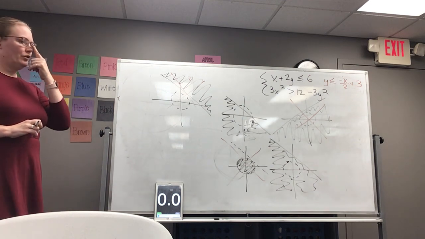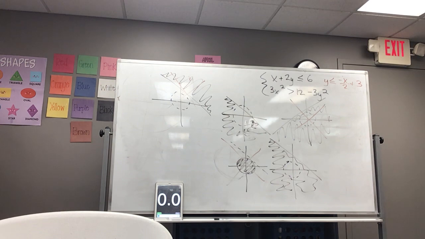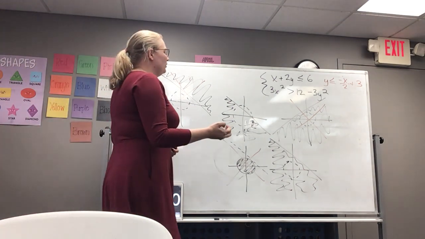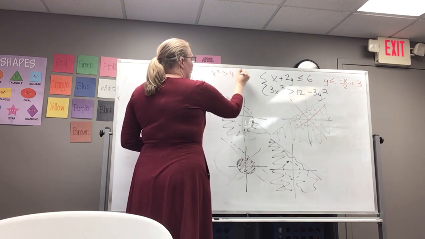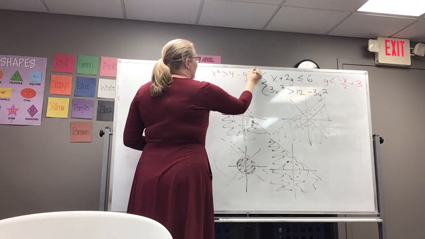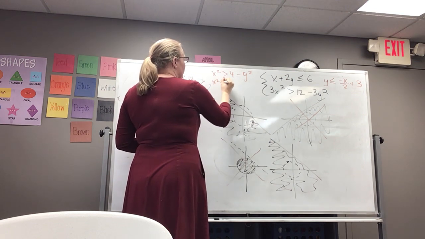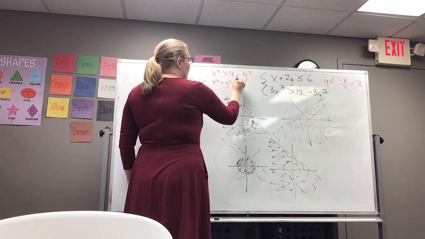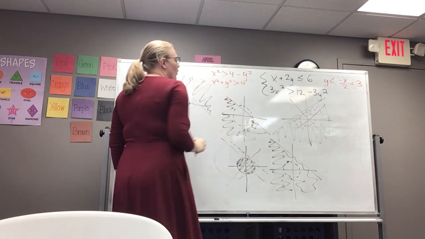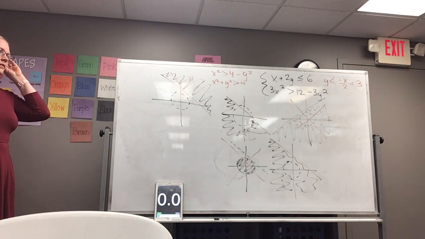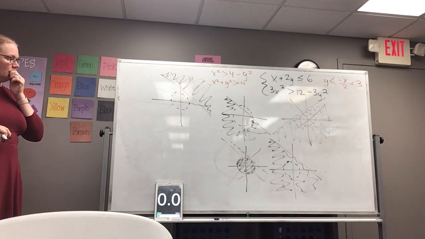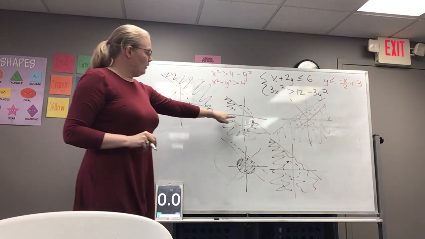What else should we do to that circle equation to make our life easier? Divide by 3. Divide by 3, make it a lot prettier. So what we have is x squared greater than 4 minus y squared, or in other words, x squared plus y squared is greater than 4. So we're down to these two.